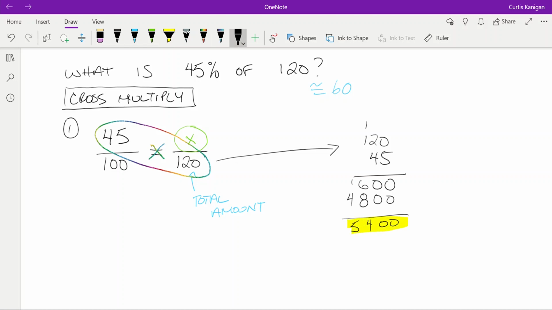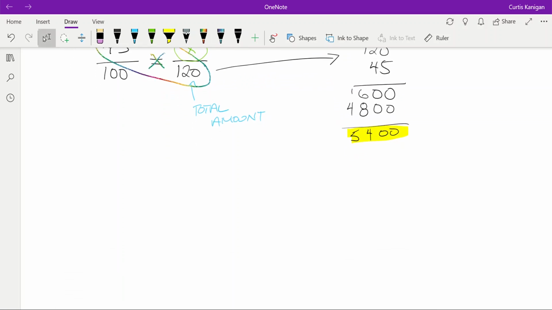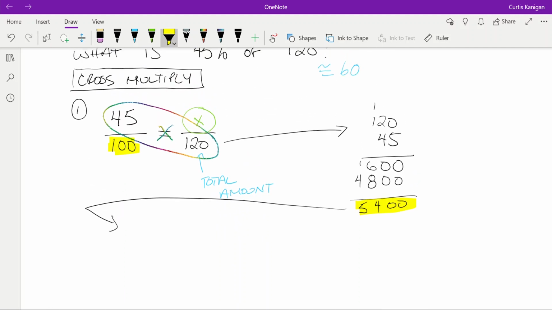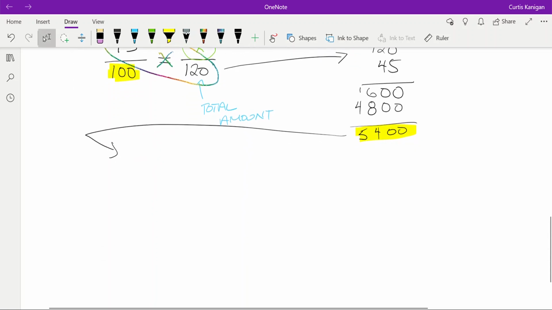Step two is we're going to take that number and divide it by 100. So this number here is the number that we're dividing by. You're always multiplying the two that are across from each other and then dividing by the one that's left over. So hopefully everybody knows by now that we can just move the decimal place. So I'm going to show you that way.